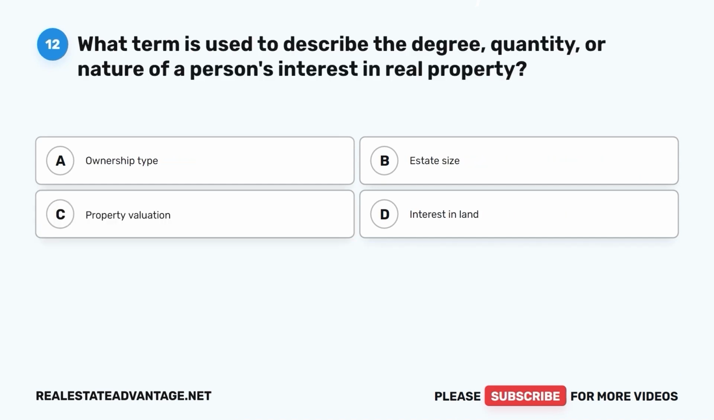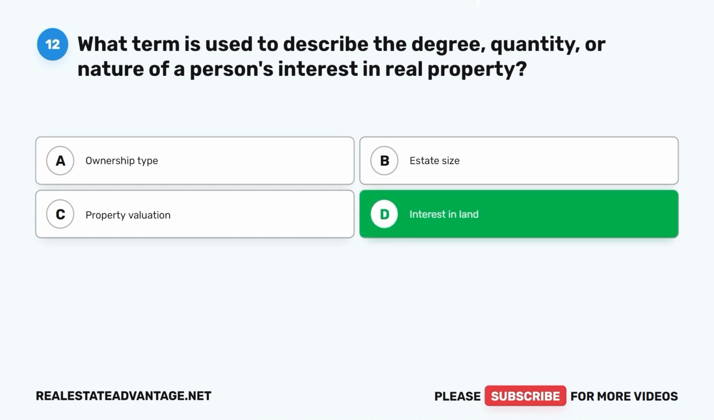Question 12. What term is used to describe the degree, quantity, or nature of a person's interest in real property? A. Ownership type. B. Estate size. C. Property valuation. D. Interest in land.